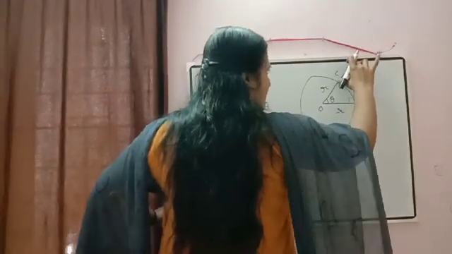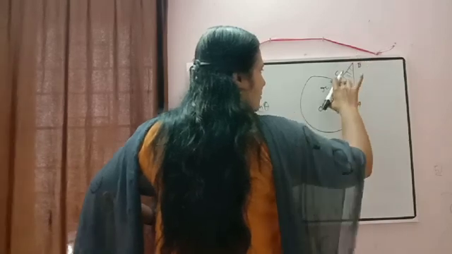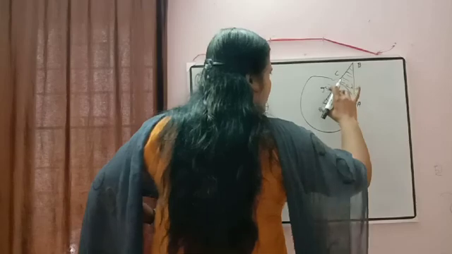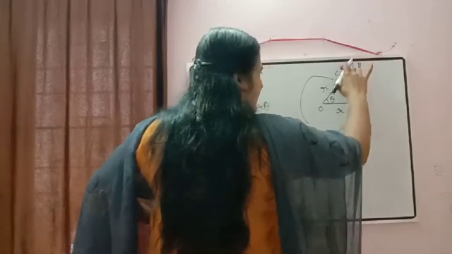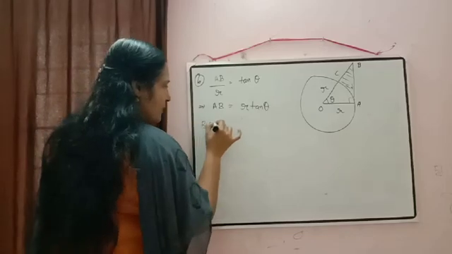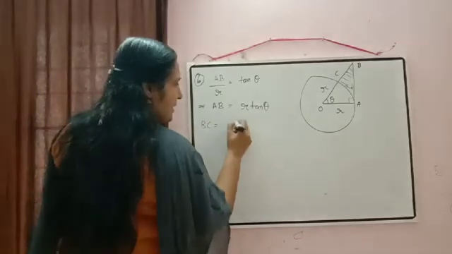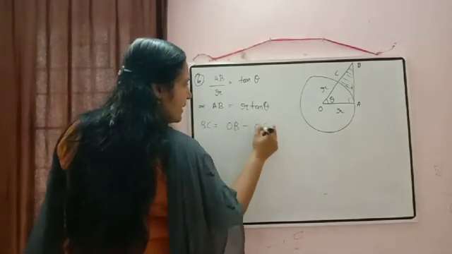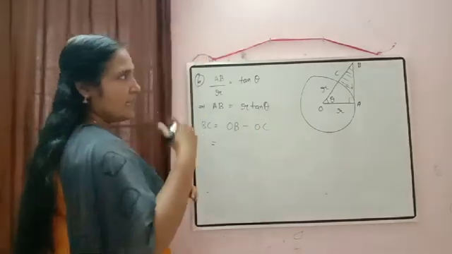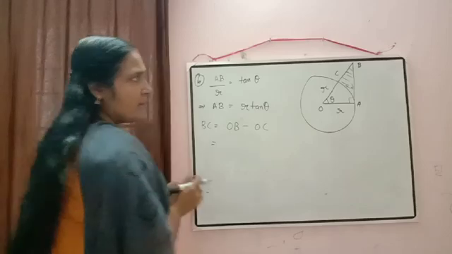Now we have to calculate the length of BC. We know only radius and one angle there. So how we will rewrite BC? BC can be written as OB minus OC. So first we will calculate all the sides. BC can be written as OB minus OC. And OB we don't know there. So again moving to trigonometry there.